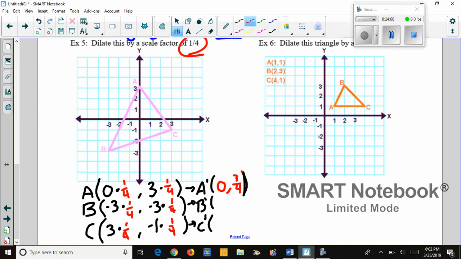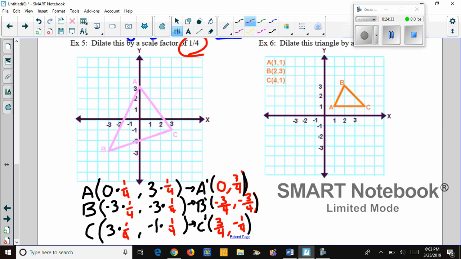For B prime, I get -3/4, comma, -3/4. And then for C prime, I get 3/4 and then -1/4. And then to finish this, you have to graph these ordered pairs on that graph.